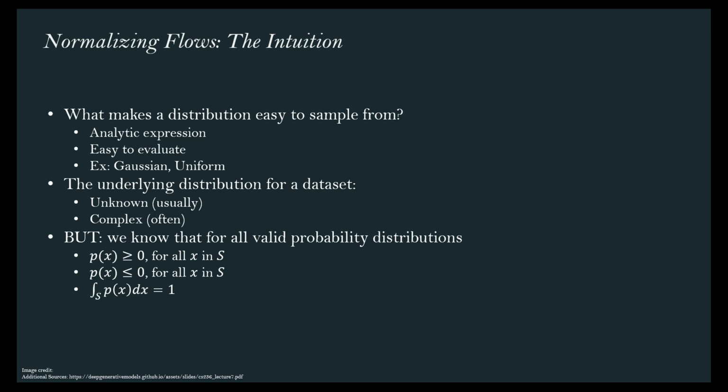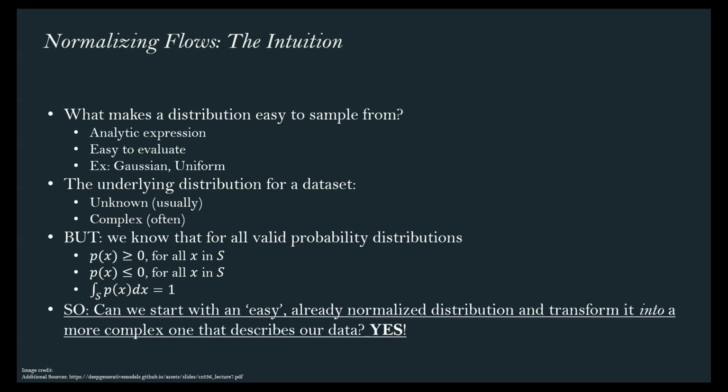So whether we're talking about a very easy to sample from distribution like a Gaussian or a uniform, or a very complex distribution that describes our unknown data set, no matter what, if it's a valid probability distribution, it has to satisfy these properties. And so this is the idea behind normalizing flows. Can we start with a very easy, already normalized distribution and transform it into a more complex one that describes our data? And here's where the term comes from: normalizing flows.